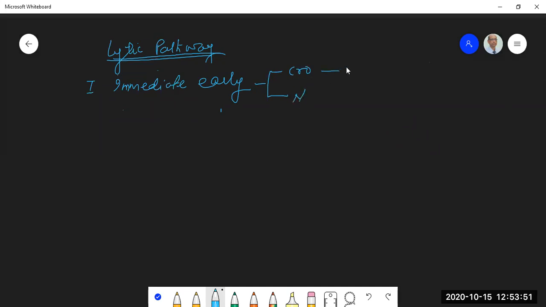And this CRO gene codes for a protein which is an anti-repressor. And the N gene codes for a protein which is an anti-terminator. Right? This is stage 1. Stage 2 is called delayed early.